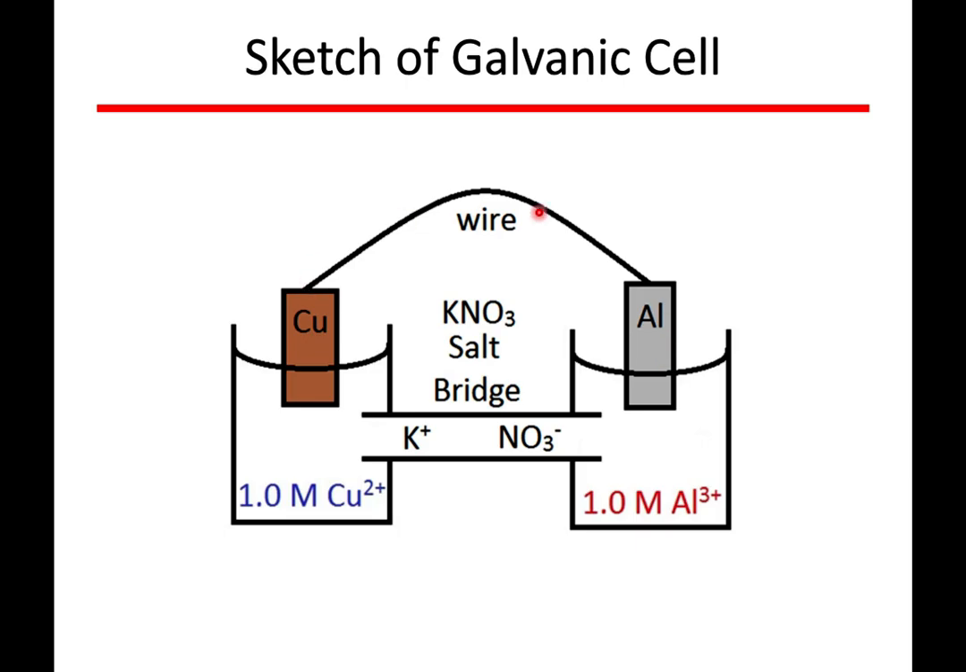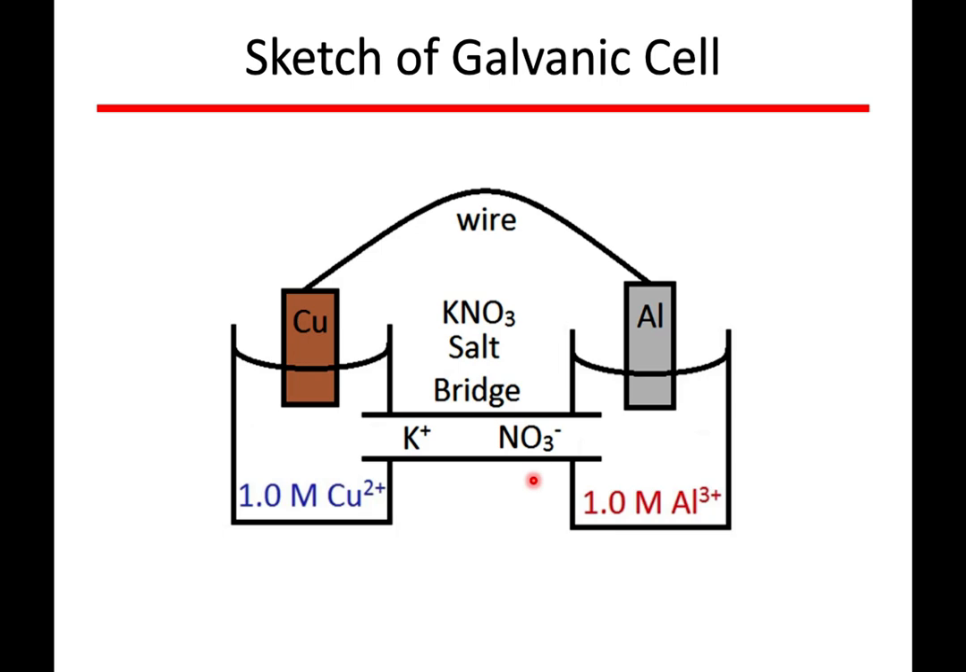You have to have a wire that connects the two, and you also have to have a salt bridge, and you can use any strong electrolyte or any soluble ionic compound for that. So I chose to use KNO3 so that we have K+ and NO3- ions. So this is our crude sketch of the cell to kind of visualize what this is going to look like.